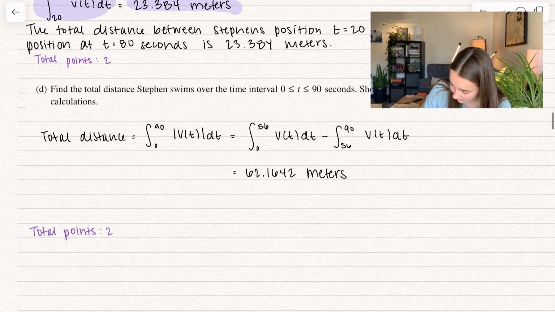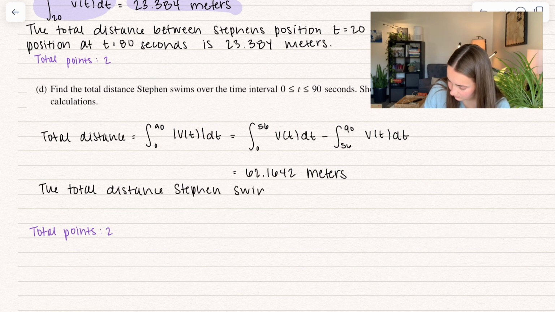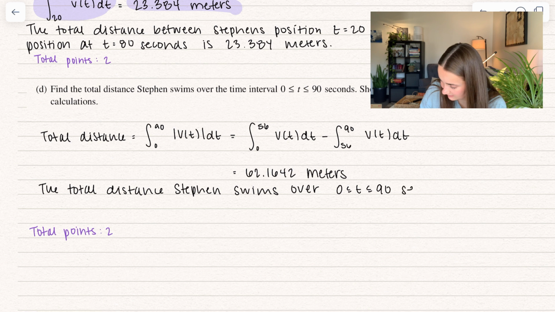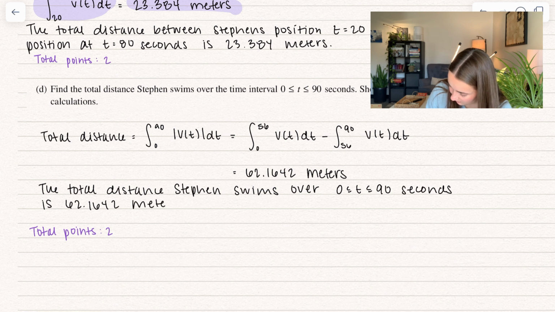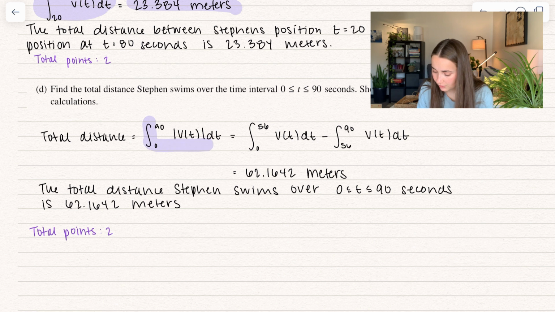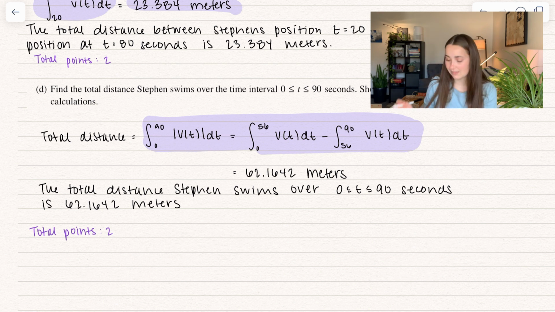So here we get the total distance, and I'm again just taking this straight from the question, over 0 is less than or equal to t less than or equal to 90 seconds, 62.1642 meters. So this one's also 2 points. Let's go and talk about where those points come from. First, it's understanding how we can set up the total distance. So this right here is awarded the first point. The second point is getting the actual answer with the units.